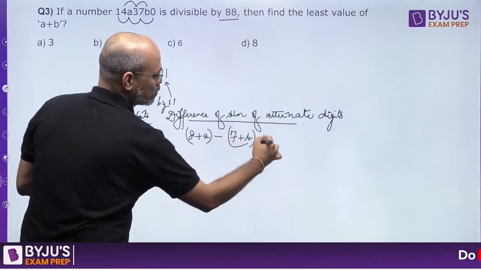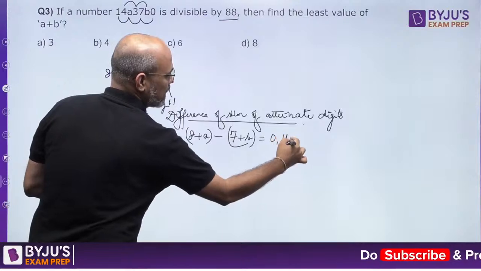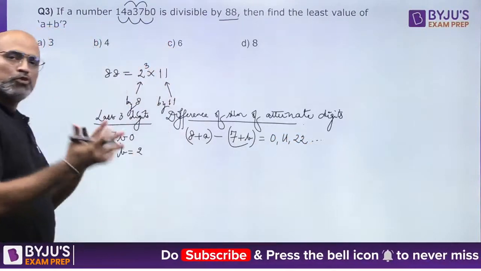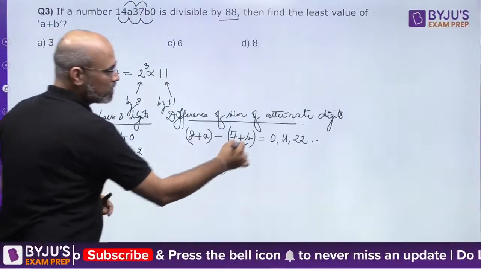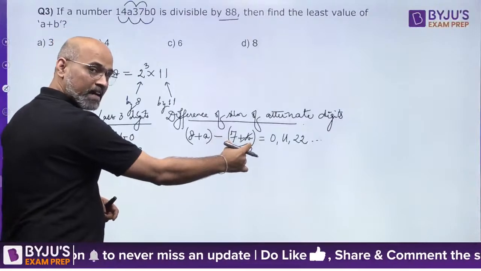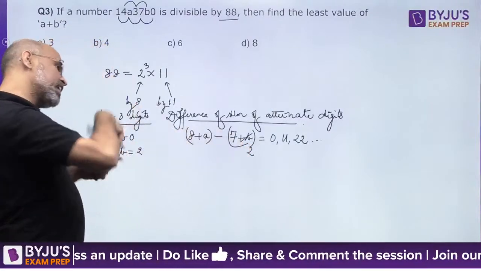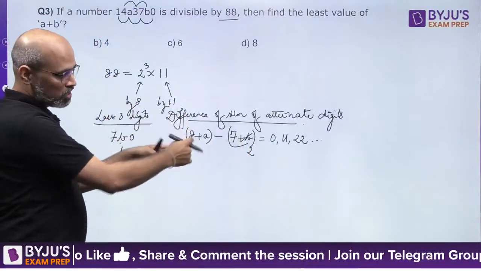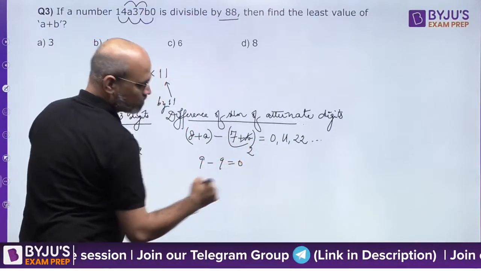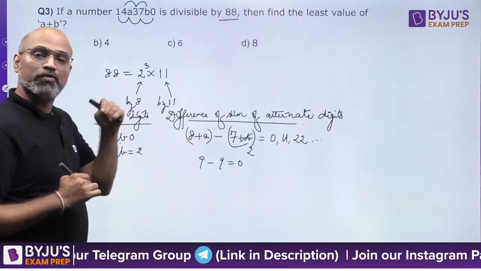This difference should be 0, or it should be 11, or it should be 22, and so on. Since I have to minimize it, if I put instead of b2 the value that we have obtained, this is going to be 9. What value of a shall I put so that this is also 9, so that I get 9 minus 9 is equal to 0?